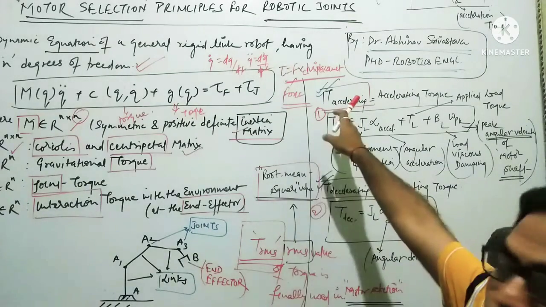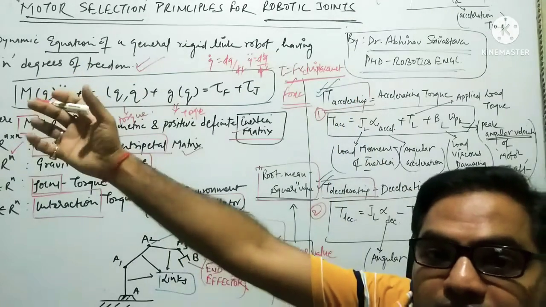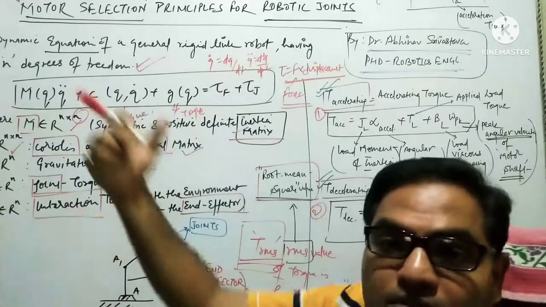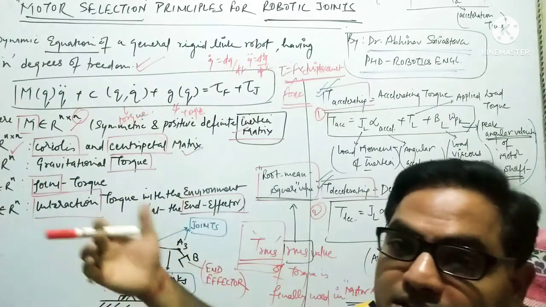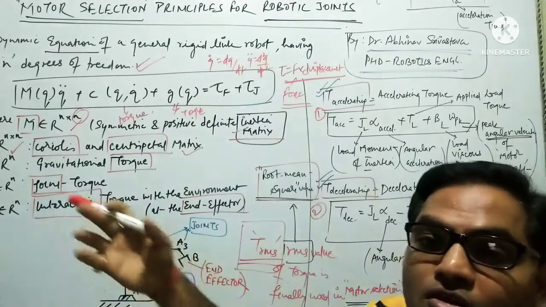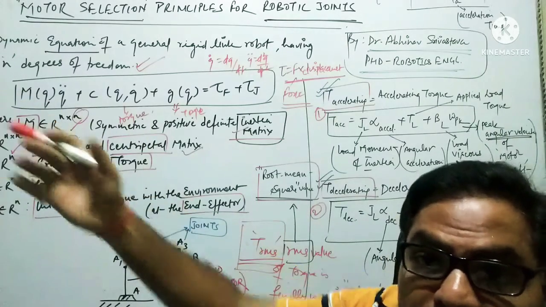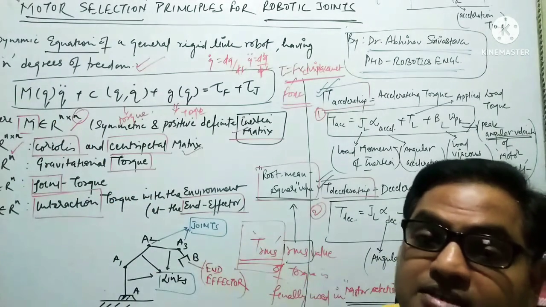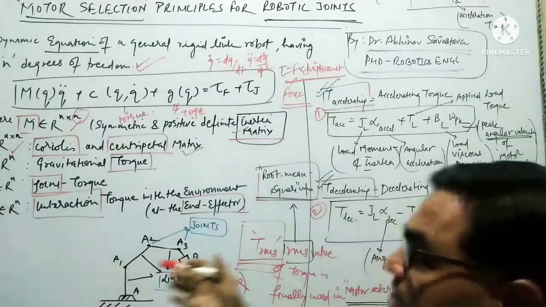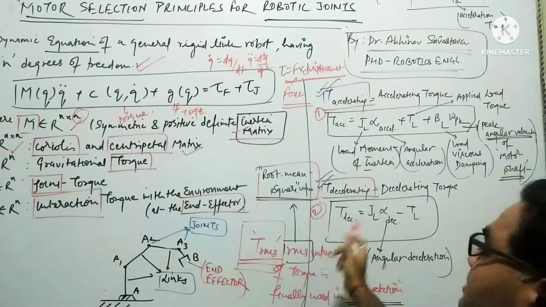The accelerating torque, as the name suggests, applies when we have acceleration, and the decelerating torque when we have deceleration. In the acceleration, the final velocity is more than the initial velocity. In the deceleration, the final velocity is less and the initial velocity is more. That's why both torque calculations have been done, for the acceleration as well as the deceleration.